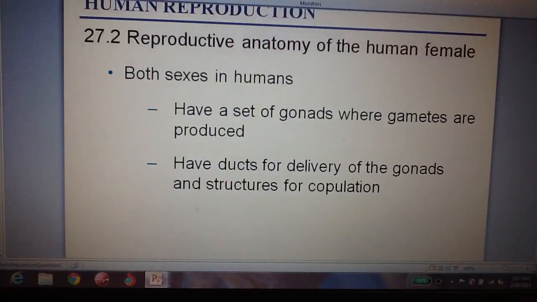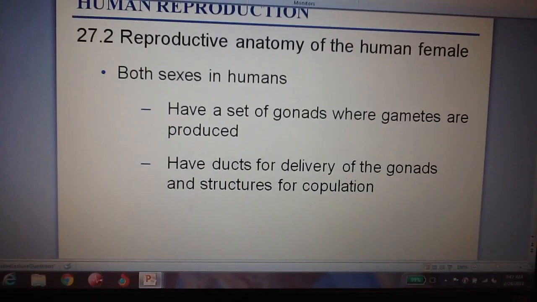When we talk about human reproduction, especially with males and females, we need to understand the anatomy of our reproductive system. Whether you're male or female, you're going to have gonads, and gonads are simply the location where gametes are produced, whether those gametes are eggs or sperm. We also need ducts, which are the delivery mechanism getting the gametes to the area where they're needed during copulation, and copulation is sex.